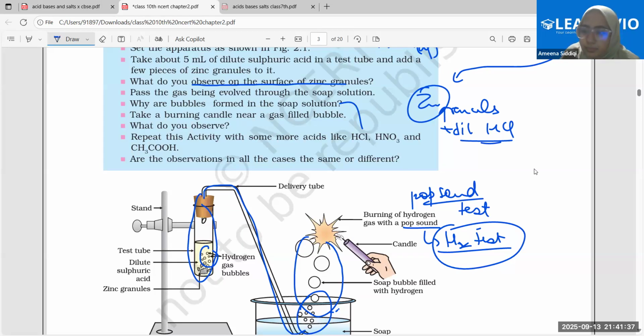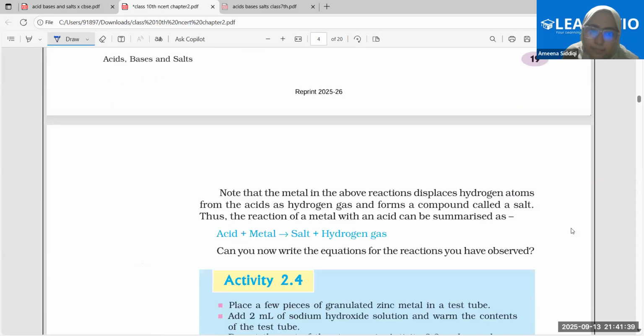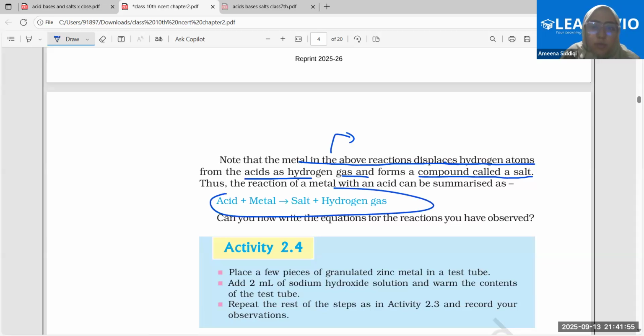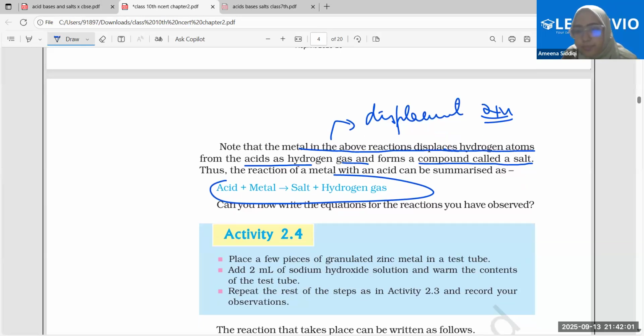Now, basically, the metal in the above reaction displaces the hydrogen atoms from the acid as hydrogen gas and forms a compound called a salt. Fine. So this has been done. Now, this is again an example of a displacement reaction. Displacement reaction.